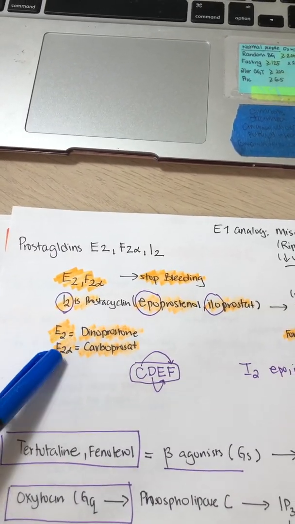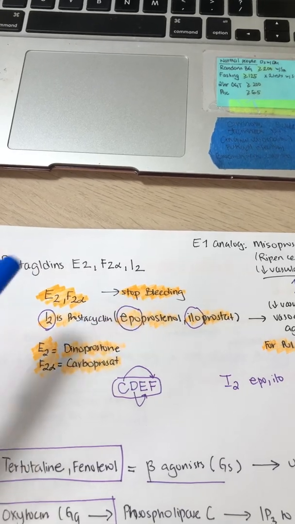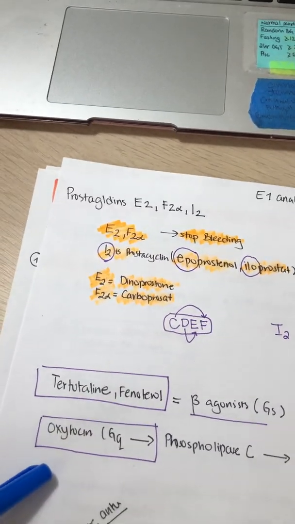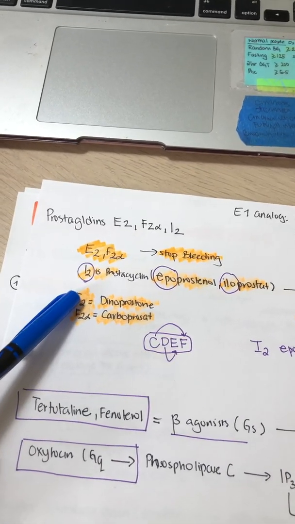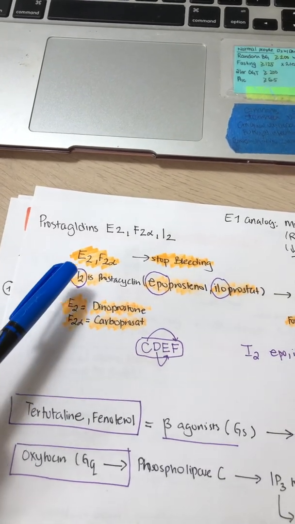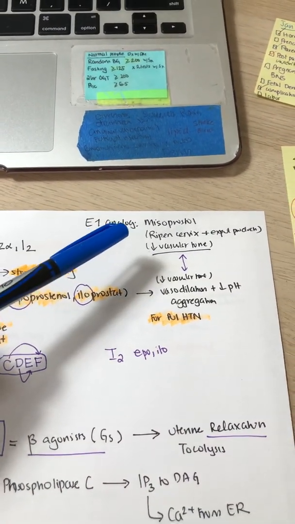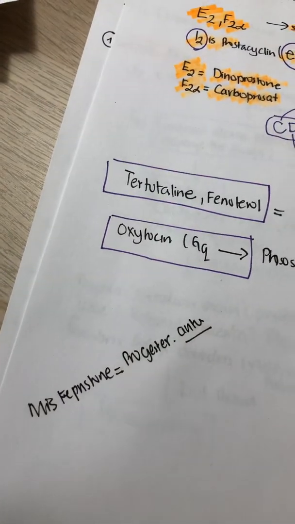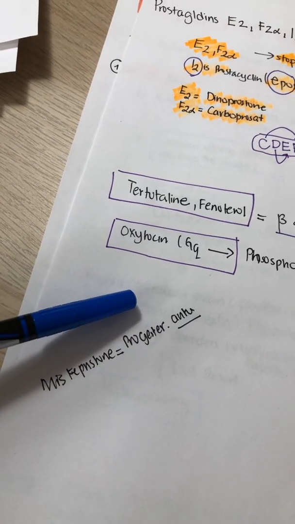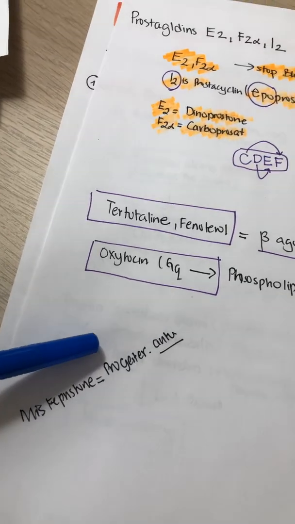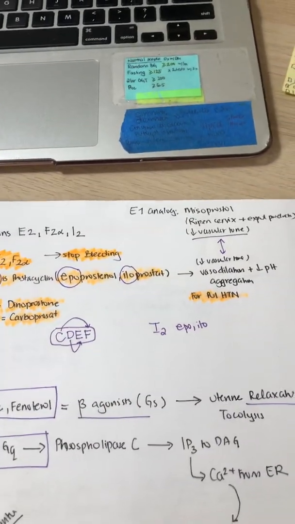E2 is dinoprostone, and F2 is carboprost. You can use them to stop postpartum bleeding. They're the second-line drugs after oxytocin in postpartum hemorrhage. If the oxytocin doesn't work, you can use E2, dinoprostone, or F2, carboprost. I2 again is only for pulmonary hypertension. E1 is misoprostol. And there's another popular drug in obstetrics, mifepristone, which is a progesterone antagonist. It has nothing to do with prostaglandin. Prostaglandin E1 is misoprostol, but those two drugs are used together.